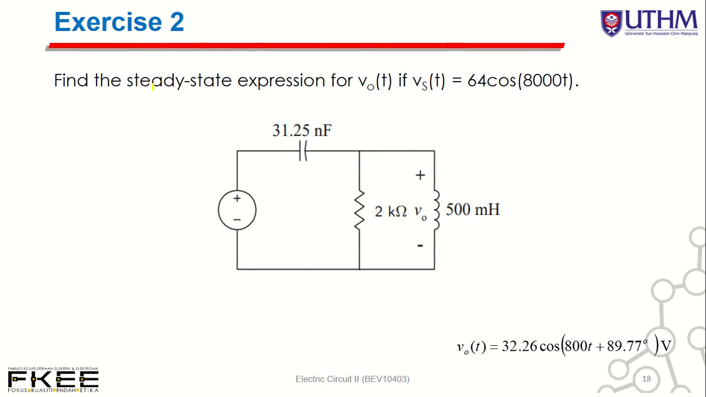Okay, find the steady state expression for V naught of t, if Vs equals 64 cos 8000t. This is our Vs. Okay, find V naught of t. You can solve this circuit by using the voltage divider rule. This exercise you need to apply the voltage divider rule. This is the answer for V naught. Make sure you try exercises 1 and 2. Okay, that's all for voltage divider rules.